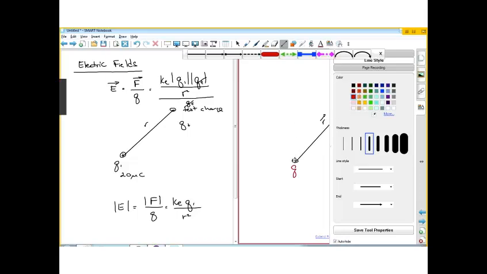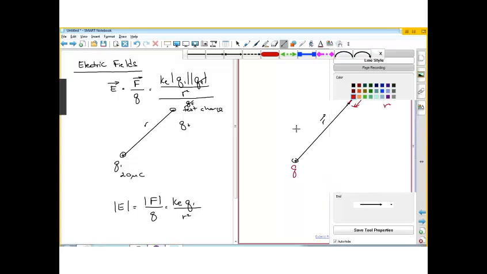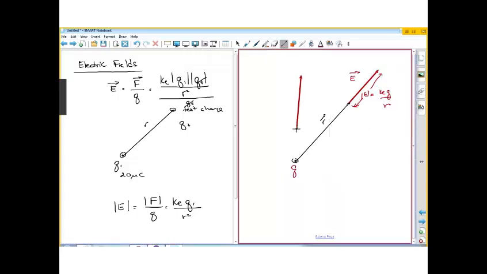So if I wanted to know what the electric field is at this point due to this charge, it's going to have a direction away from the charge. So if I draw a line from here to there, in this case I need to move it over a little bit so that it's lined up. The length is actually going to be longer because I'm closer.